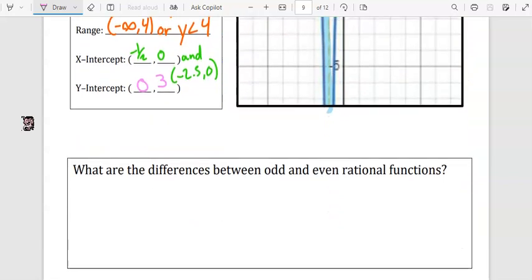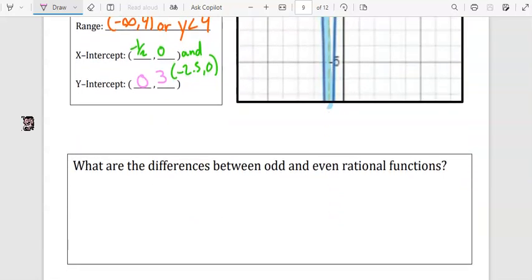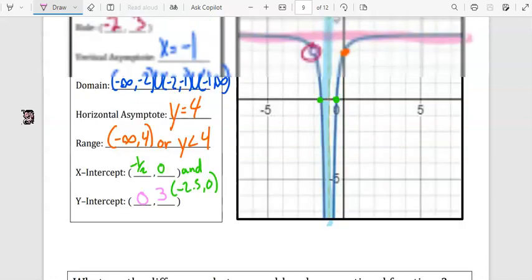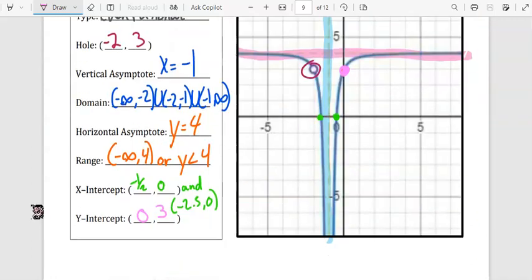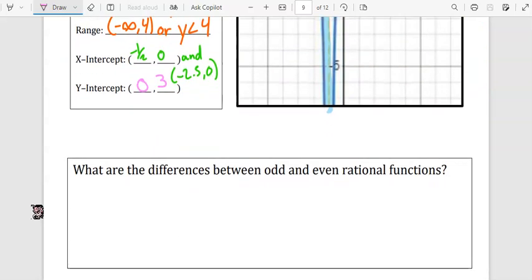Before moving on to the next section, answer this question in the box. What are the differences between even and odd rational functions? Compare and contrast the graphs from the examples right here in this box.